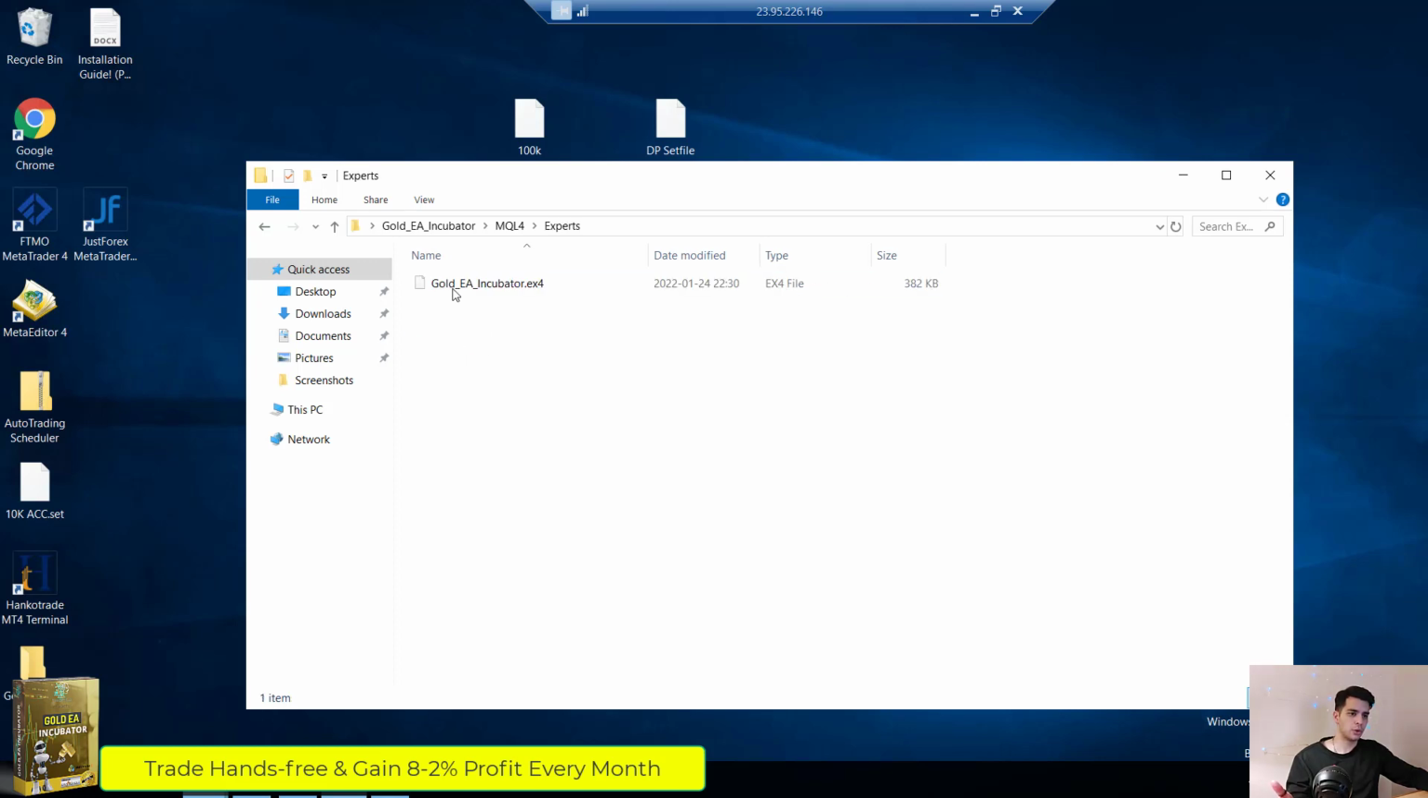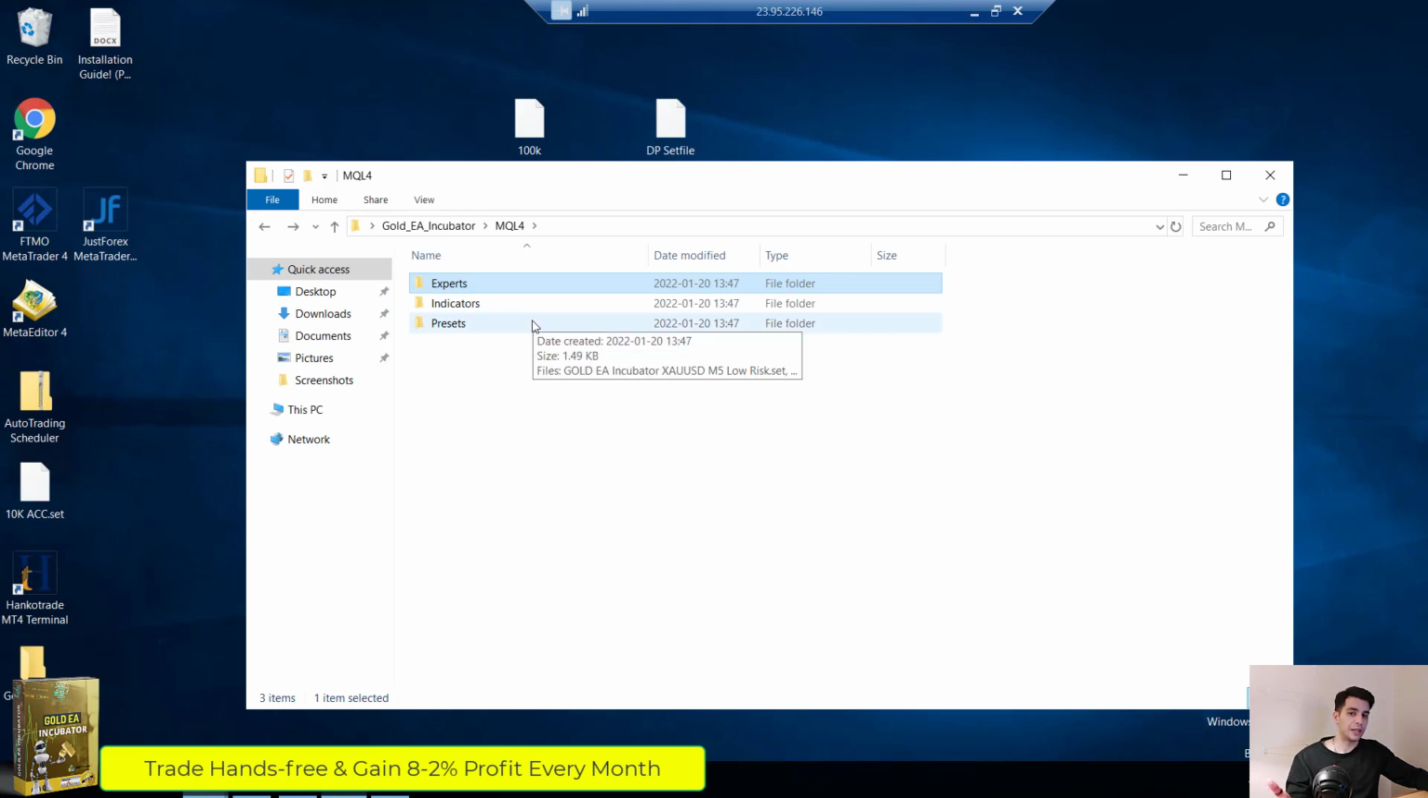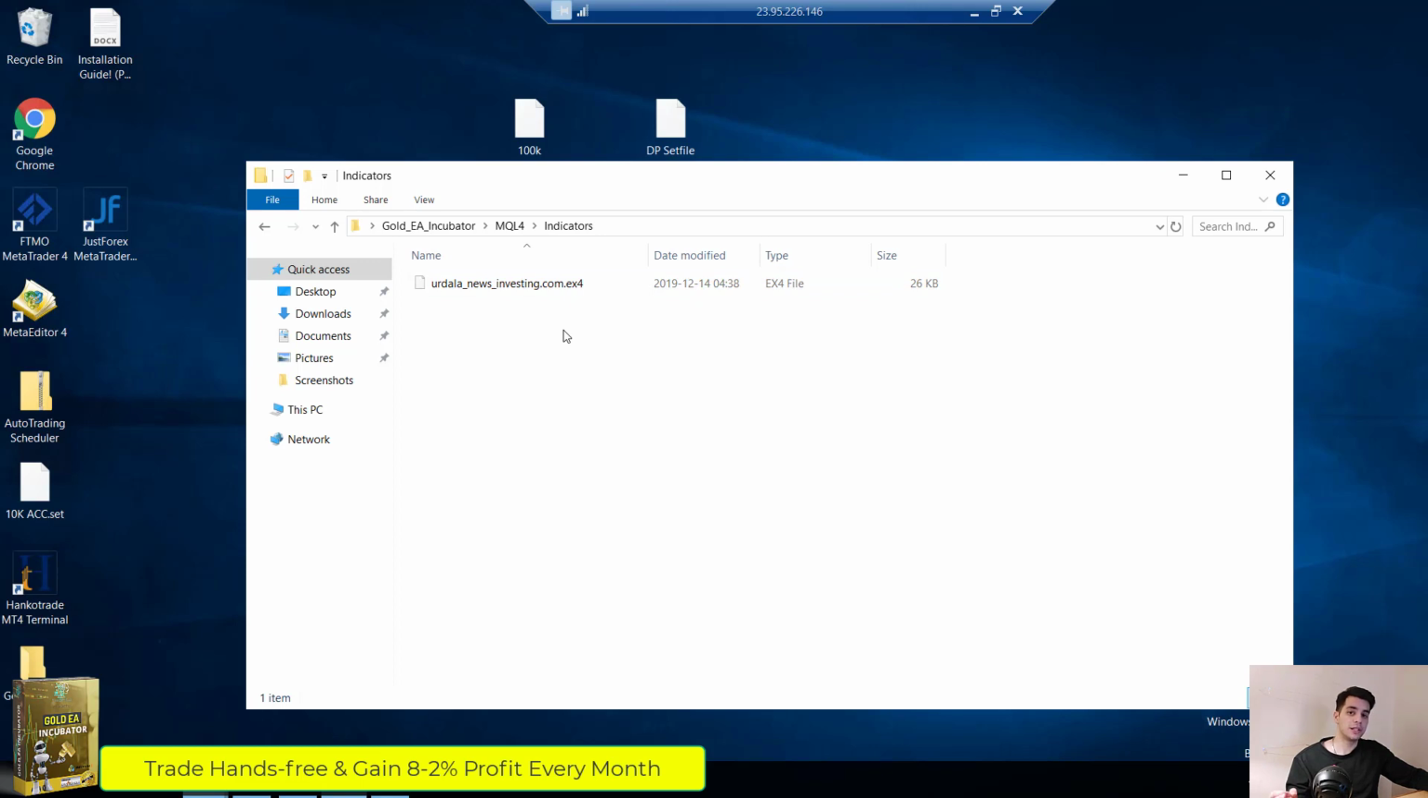In experts, you can see Gold EA Incubator that you just drag and drop to your MT4 account. As I said, I'm not going to show it here because I have a separate video for that. Feel free to check it out. We have indicators, the same thing. This indicator is a really effective one since it analyzes the news for you and it stops trading 30 minutes before and 30 minutes after any kind of news. And this is exactly how it works, because in my opinion it's a huge advantage to have such a thing in your tools to preserve your capital and make more profits in the long term.